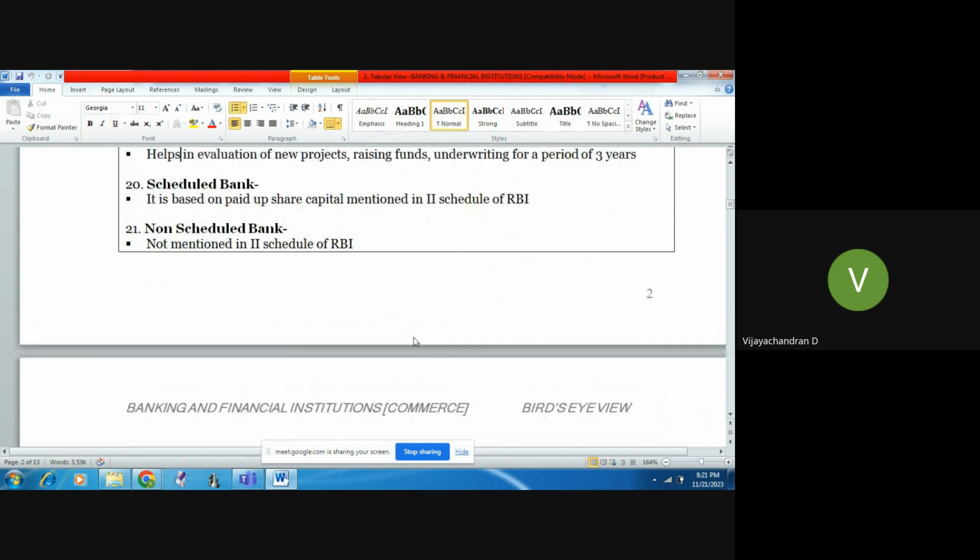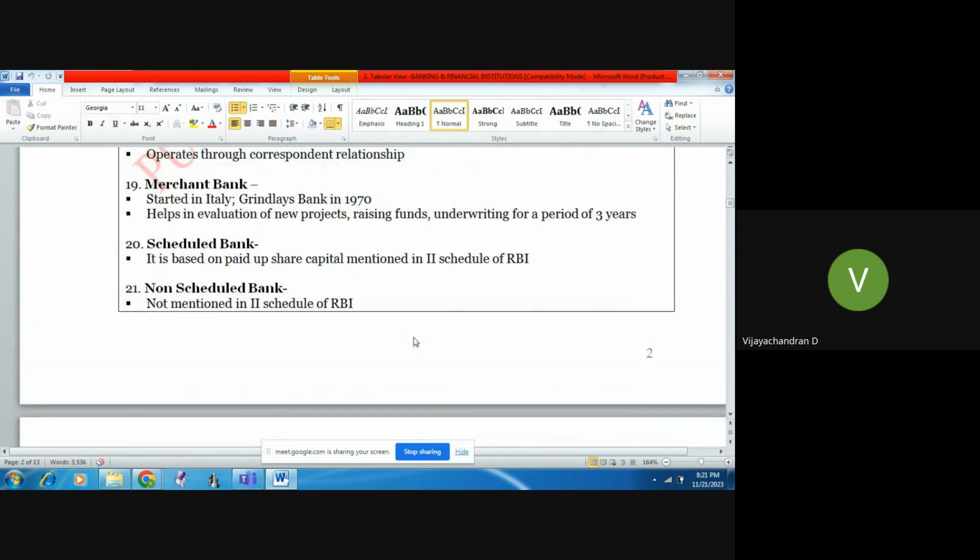Merchant bank, just now I told, merchant bank not only will do the service. The merchant bank will do the service for the project. They will evaluate the project, the feasibility of the project. They will help you to raise the funds. They will act as a bridge between the innovator, the entrepreneur, and the financial institution. Scheduled banks come under the Schedule 2 of the RBI, mentioned in the Schedule 2. A non-scheduled bank is not coming under the Schedule 2 of RBI.